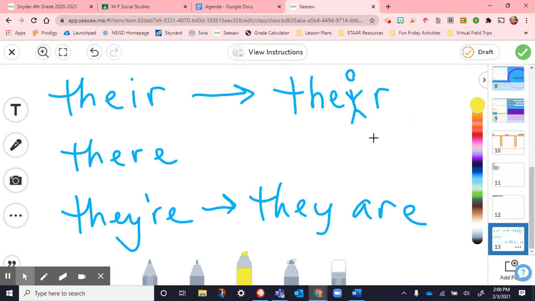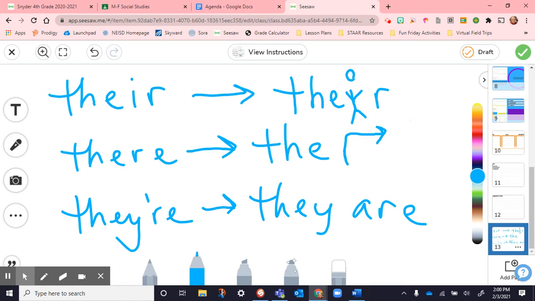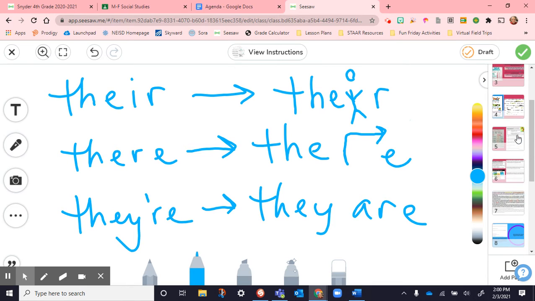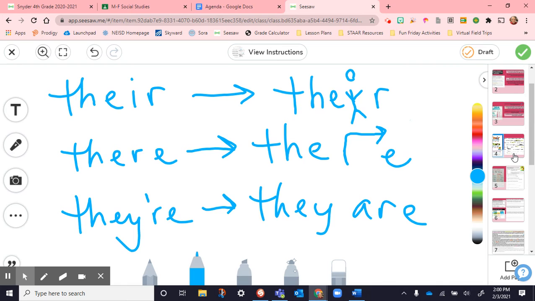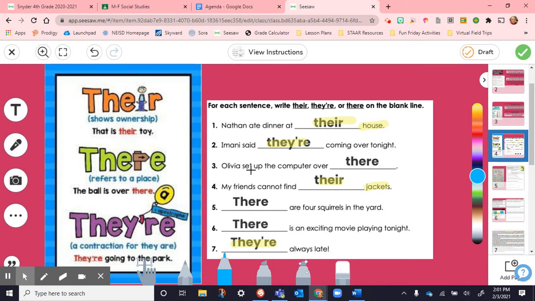Get it? All right, this one, when you see ERE, I want you to take the R and turn it into an arrow. Okay? And a lot of times when you're talking about something being over there, you point to it. And so use that arrow to show you, like, I'm pointing over there. So Olivia set up the computer over there. There are 4 squirrels in the yard. There is an exciting moving plane tonight.